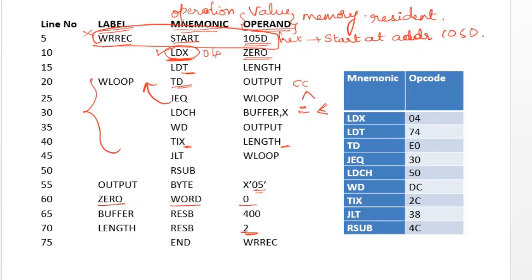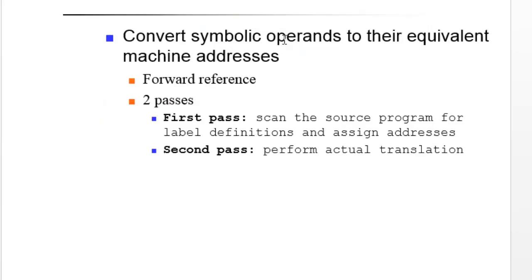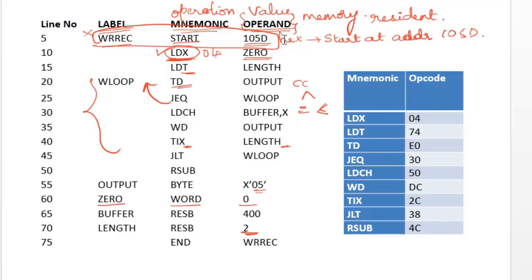And also the second step is we have to convert the symbolic operand to their equivalent machine address. So 0 has to be converted to its address. Where do I find the definition of 0? 0 is present at line number 60. The line numbers are for just reference. They are not part of the program.